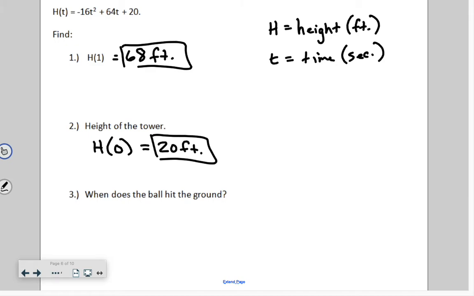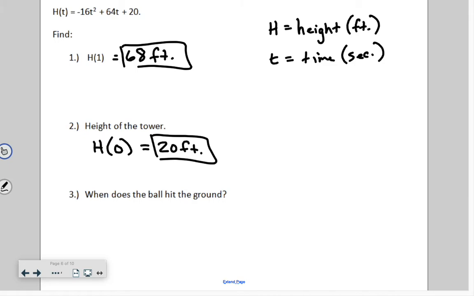Okay? So that's the idea. Same thing if you ever watch golf or anything. They track the path of the golf ball. Okay, same concept. Let's go to the next one. When does the ball hit the ground? So again, they're going to give you something, they're going to ask you for something. When I say when, what are they asking me to find? Okay, in general, it's the x-intercept, but when means time.